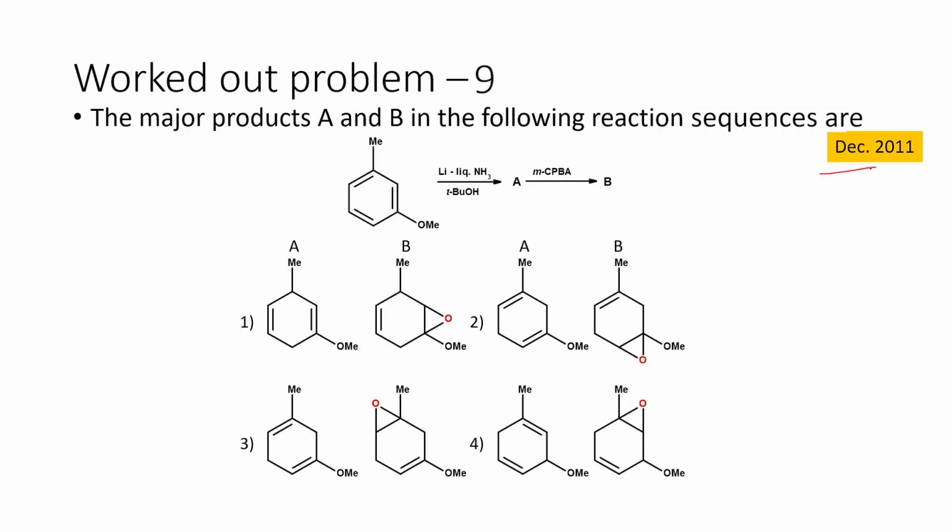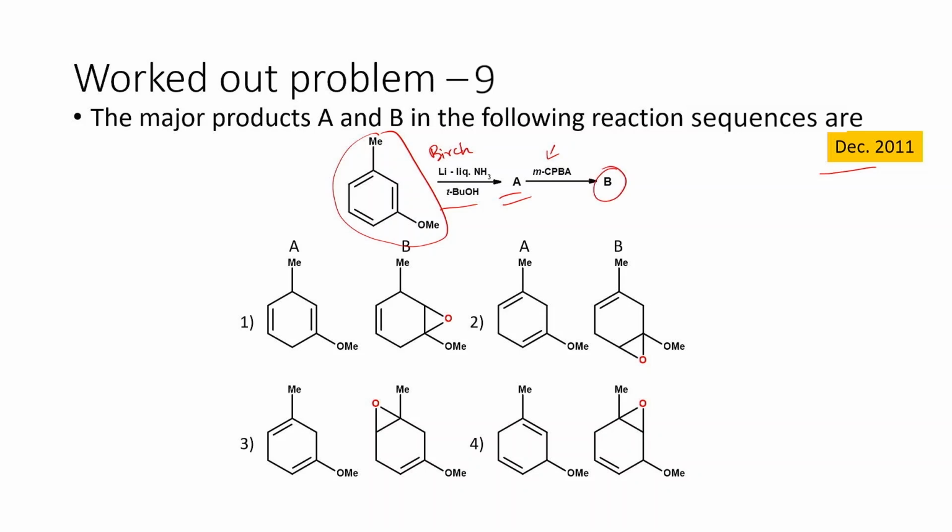So this problem was asked in December 2011. The major products A and B formed in the following reaction sequence are. Here we have the aromatic compound that is given. It has a methyl group and a methoxy group. This is treated with lithium and liquid ammonia in the presence of tertiary butyl alcohol. This is nothing but the Birch reduction. We end up with the compound A, and this compound A is treated with MCPBA. What is the product that is going to be formed, that is what we are going to see.